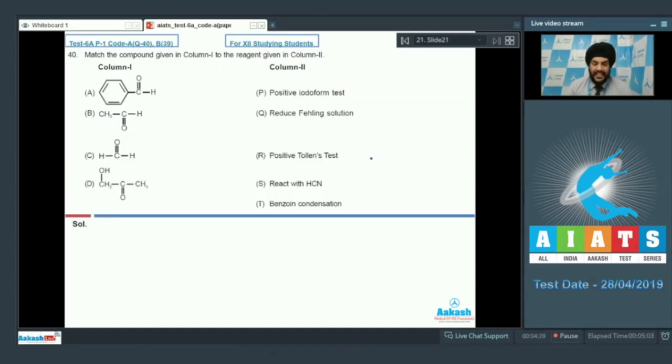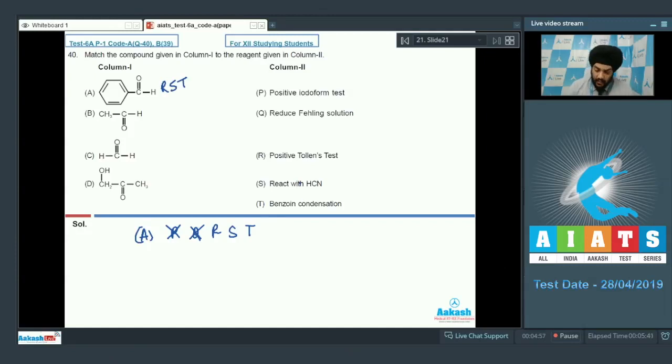Question number 40. Match the compounds given in column 1 to the reagent given in column 2. So we have benzaldehyde. Benzaldehyde does not give positive iodoform test. So for A, P will not be a match. If you look at Q, benzaldehyde does not reduce Fehling solution. It does not give the test for Fehling solution or Benedict solution. It gives a positive Tollens test. This is correct, students. R will be a match. It will react with HCN and it gives benzoin condensation. So the correct matching for option A will be R, S and T.